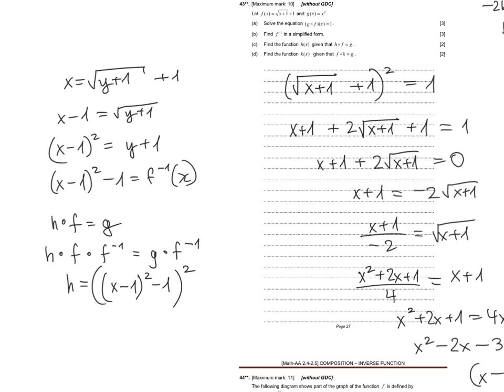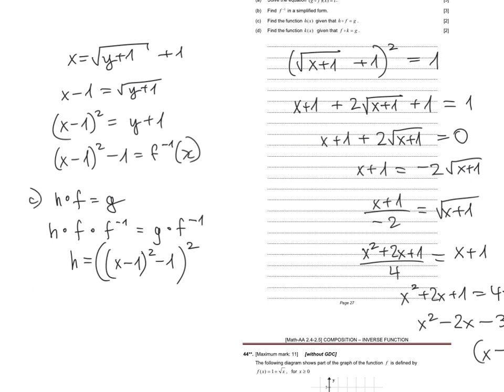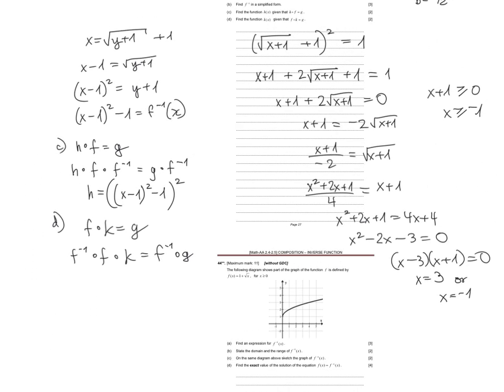Okay. And that's for c. And if we want d, we have find k. Okay, so we need to do f inverse of f of k, f inverse of g. So that will have k equals, substituting g, x squared, into the inverse of x. So we're going to have x squared minus 1 squared minus 1.